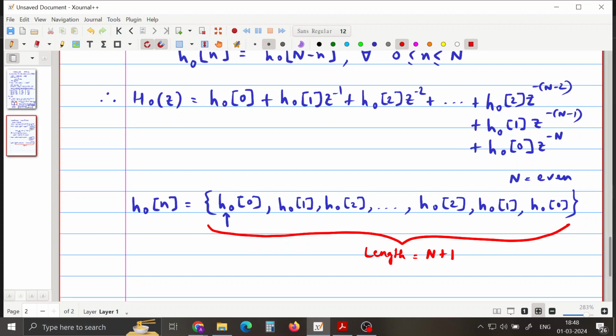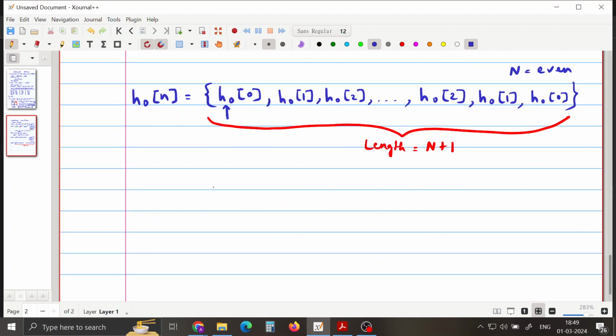Because the order is capital N, which is an even number, the length is 1 greater than that, so the length has to be an odd number. So if you represent it pictorially, you can verify that it's indeed an even symmetric impulse response. So at n equals 0, let's say we have a point like this.